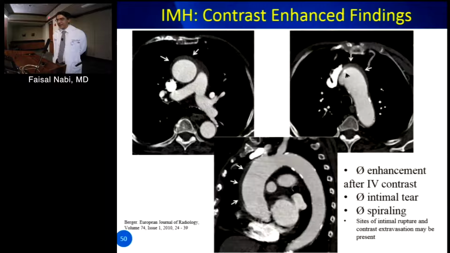Your eye should catch that. But the picture you showed was very impressive, that without the contrast, you actually see it better.